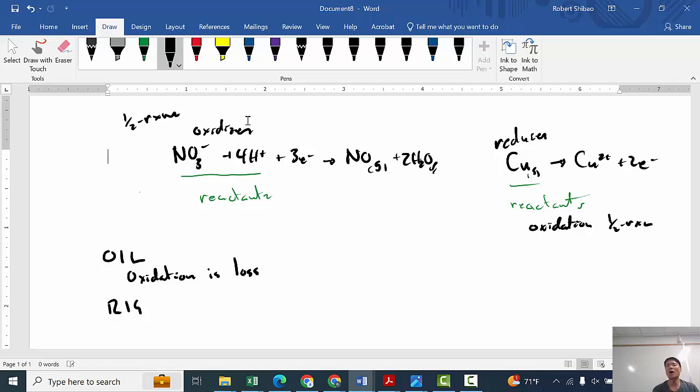And what we say is that copper was oxidized. Copper was oxidized by the oxidizer. But the oxidizer is not oxidized. You know what happens to the oxidizer? It's reduced. So we have RIG. Reduction Is Gain. And so nitrate and H+, that gives us our reduction half reaction.